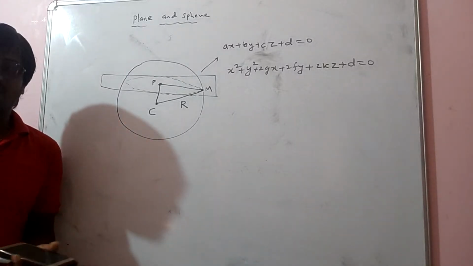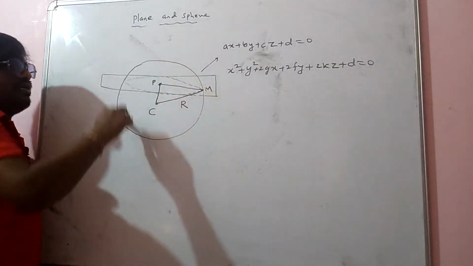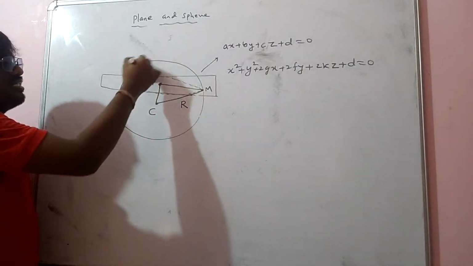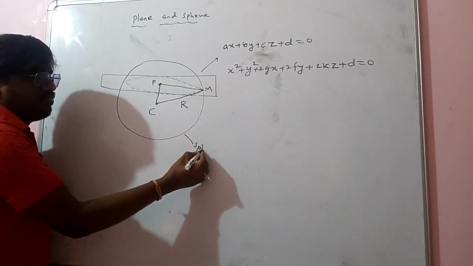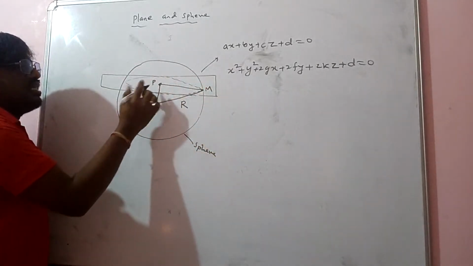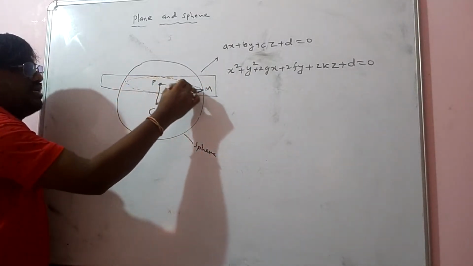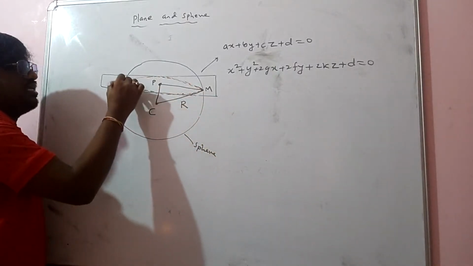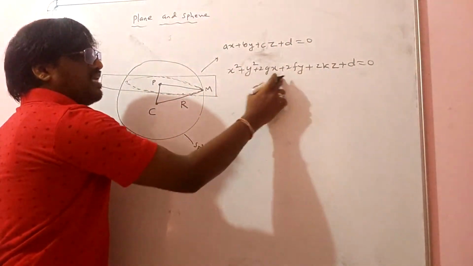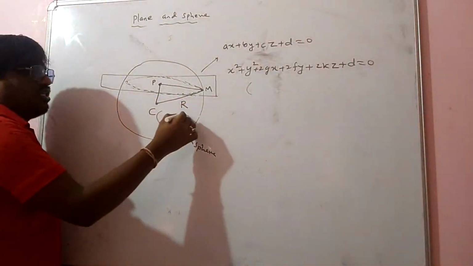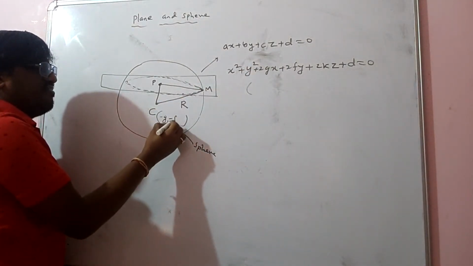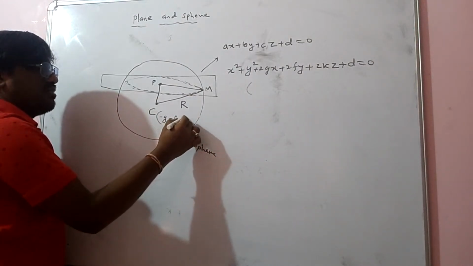What I want to make you clear is, this is the sphere. Actually, my diagram, if it is understandable, that is great. When I am cutting with a plane, then I am going to get a circle shape here. The sphere is given, which means you know the center of the sphere. What is the center of the sphere here? Minus g, minus f, minus k. This is the center of the sphere.